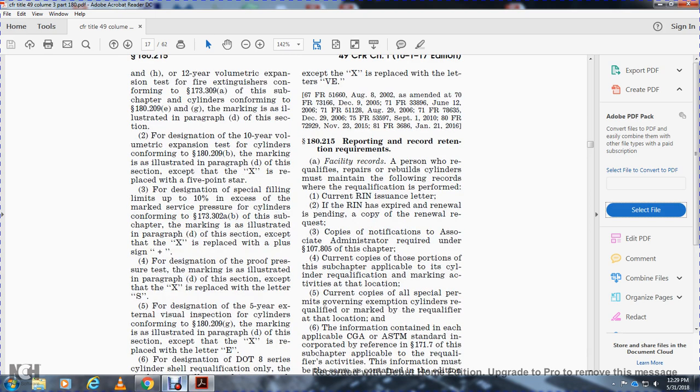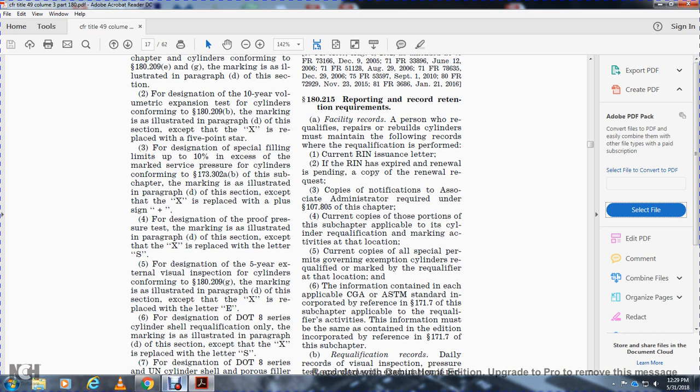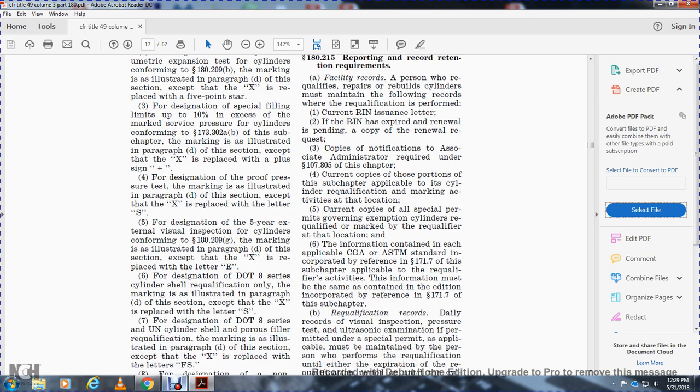For the designation of the proof pressure test, the mark illustrated in paragraph D of this section, except for the X is replaced with the letter S. For the designation 5-year external visual inspection for the cylinder with the statute 180.209(g), the marking illustrated in paragraph D of this section, except for the X is replaced with the letter E.